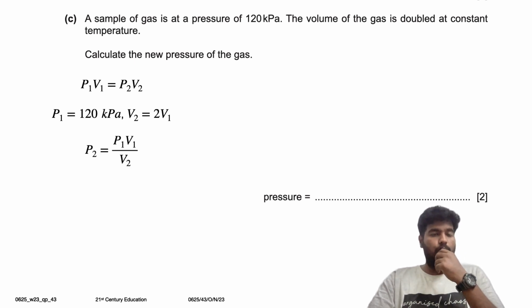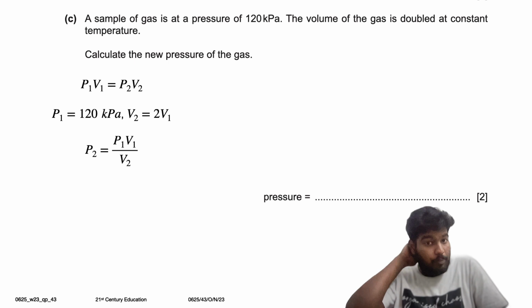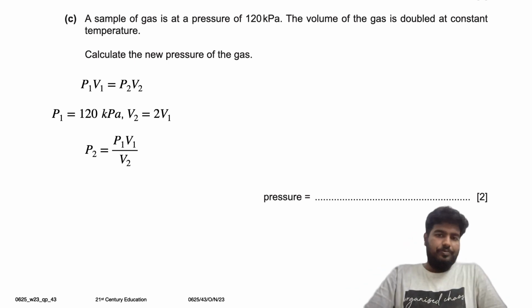So P2 is P1 V1 divided by V2. Sorry, not V2. We have to find P2, the new pressure of the gas.